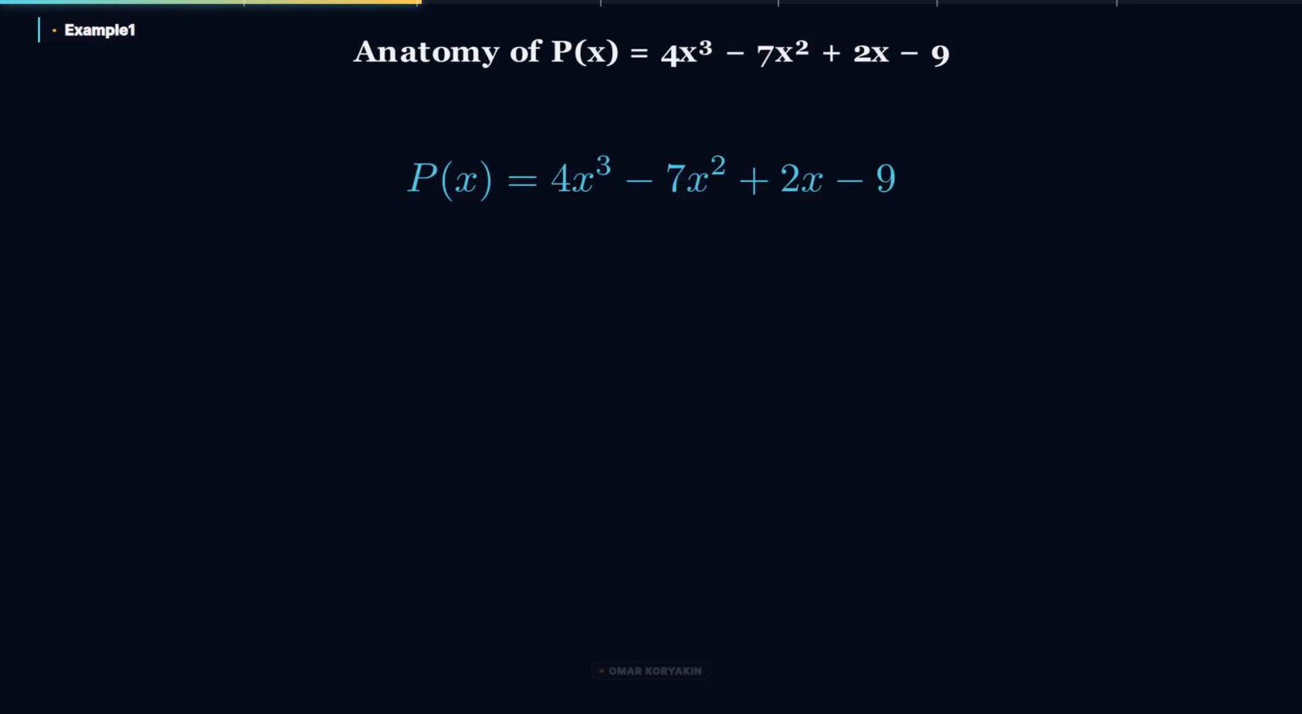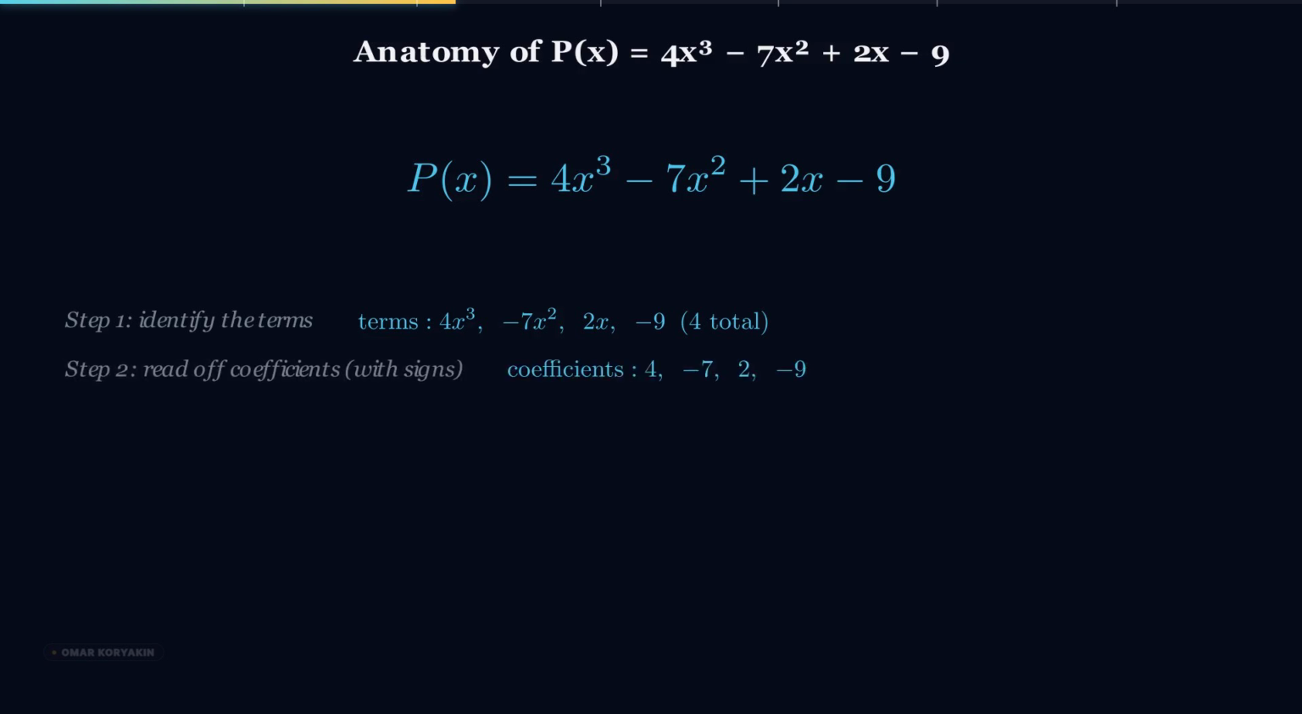Here is the worked example. Identify all 6 anatomy pieces of the polynomial p of x equals 4x cubed minus 7x squared plus 2x minus 9, and write it in standard form and classify it by degree and by number of terms. Step 1. Identify the terms. 4 terms total: 4x cubed, negative 7x squared, 2x, and negative 9. Each term has the form coefficient times x to a non-negative integer power.